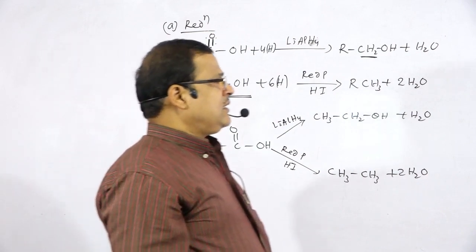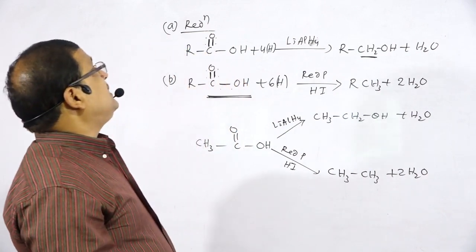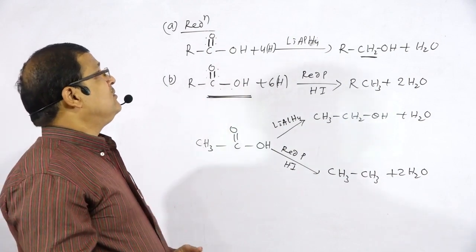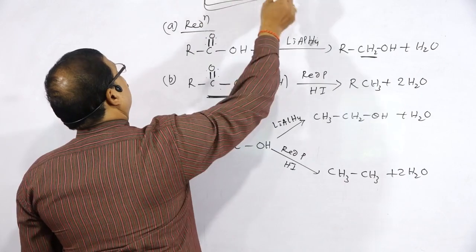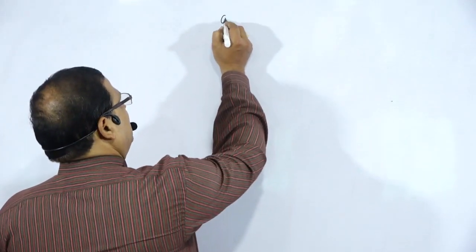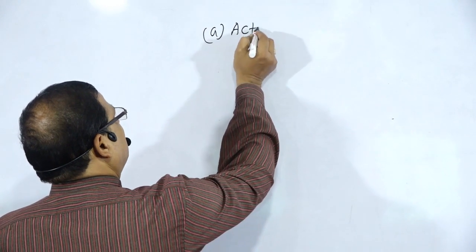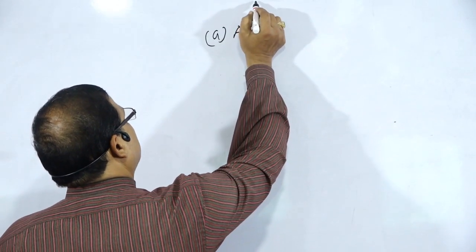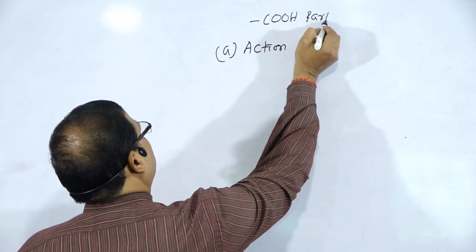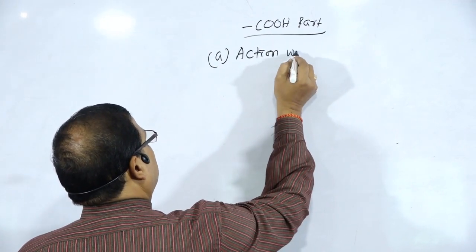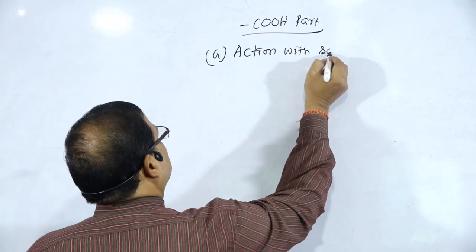Next we will see the reaction due to the COOH group as a whole. The first reaction due to the COOH part as a whole is the action with soda lime.